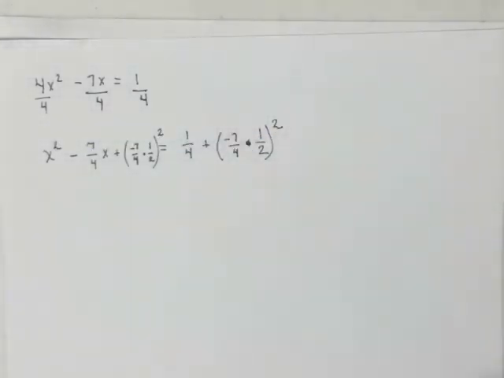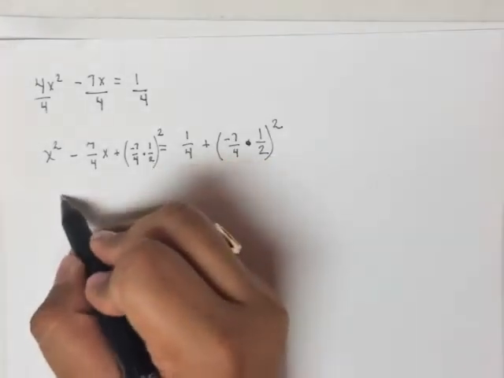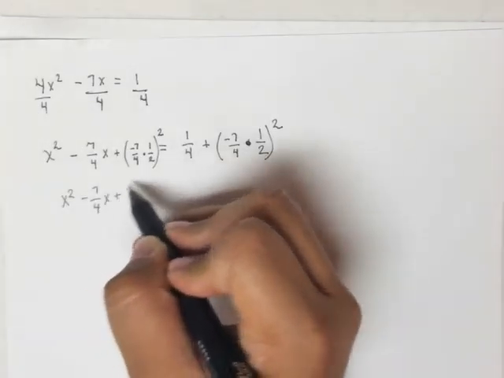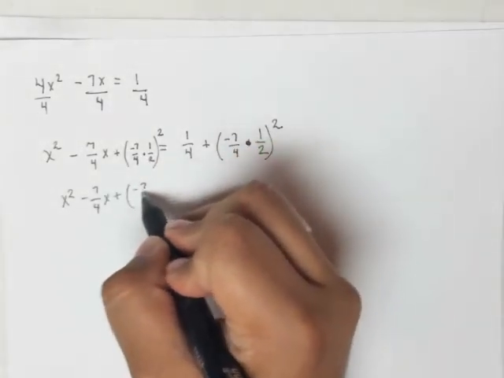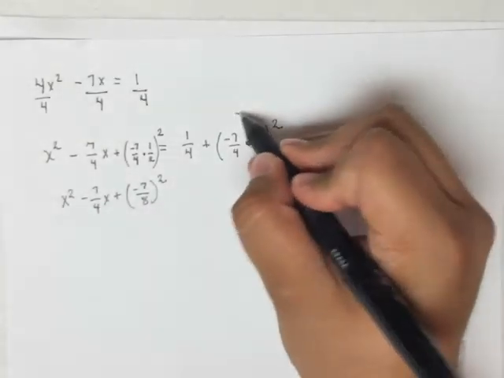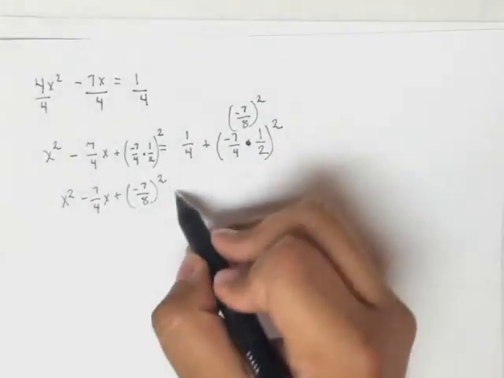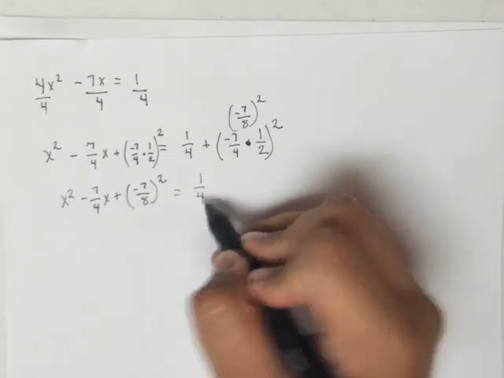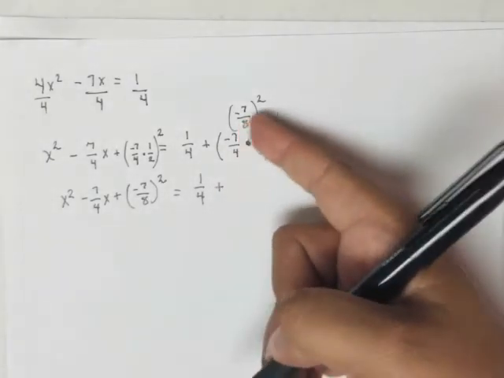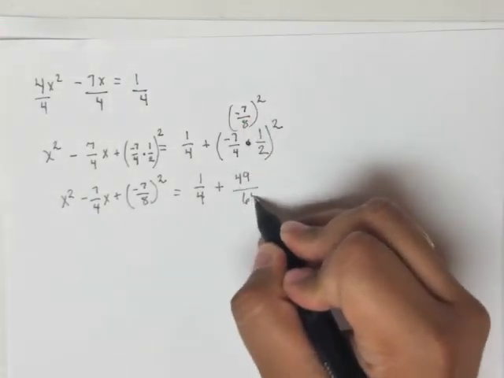Okay, so what is this right here? This happens to be negative 7/8. So I'm going to write x squared minus 7/4 of x plus negative 7/8 squared. And this right here was negative 7/8, if you recall. So I'm going to just square it right now while I've got the chance. And let's see what we get. Well, negative 7 squared is 49, and 8 squared is 64.